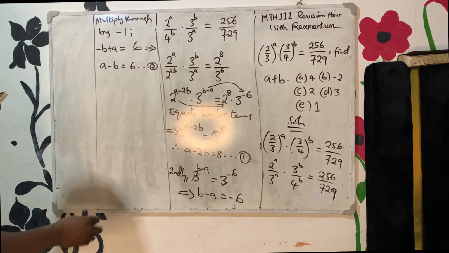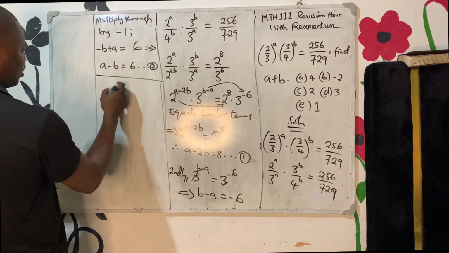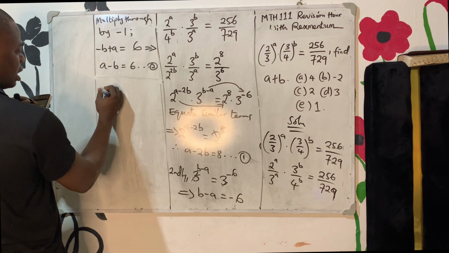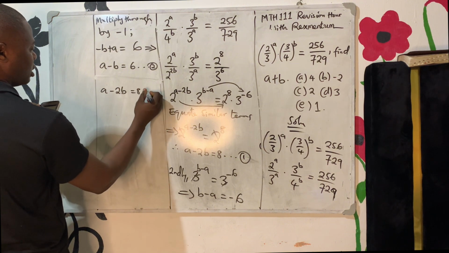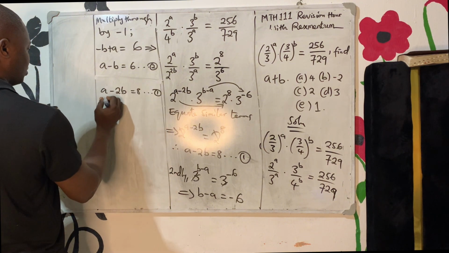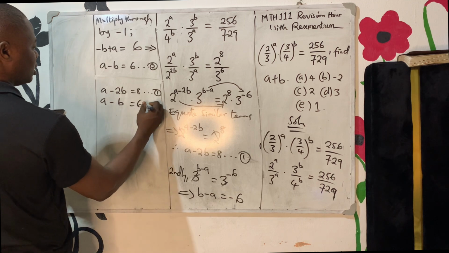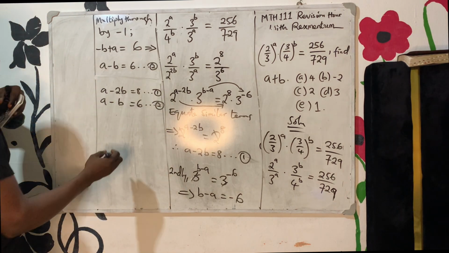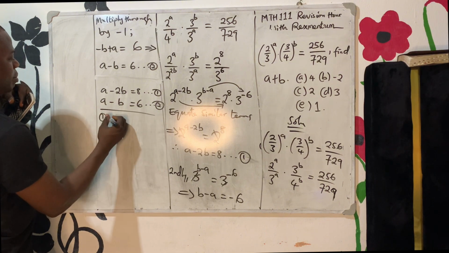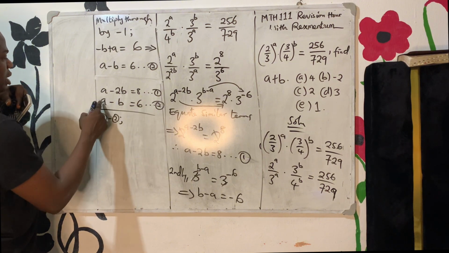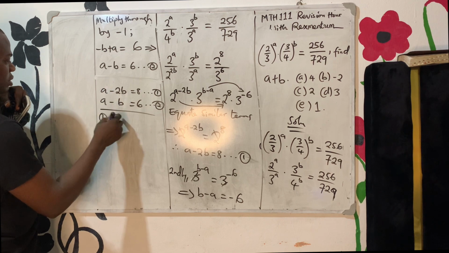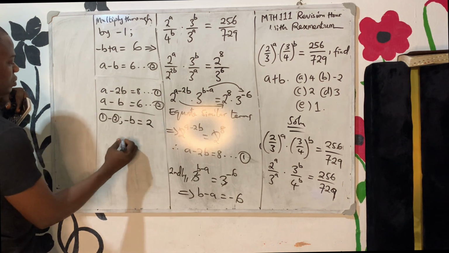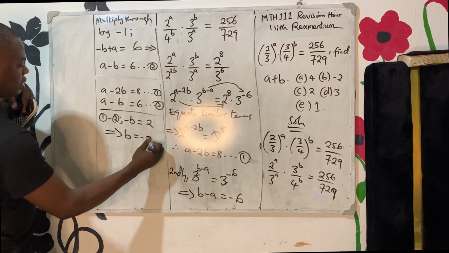Now we have been able to obtain the two equations. And what are the two equations we have? Look at this. Equation 1 said that a minus 2b is equal to 8. And equation 2 says a minus b is equal to 6. Now we can use the elimination method. So let me say equation 1 minus equation 2. This minus this is 0. Minus b is equal to 8 minus 6, which is 2. This implies that b is equal to minus 2.